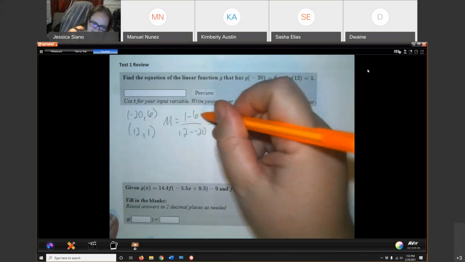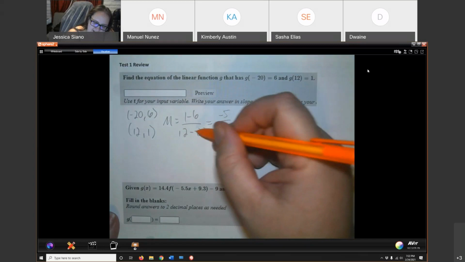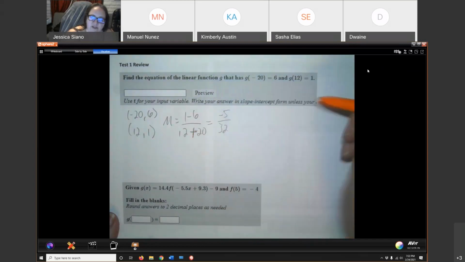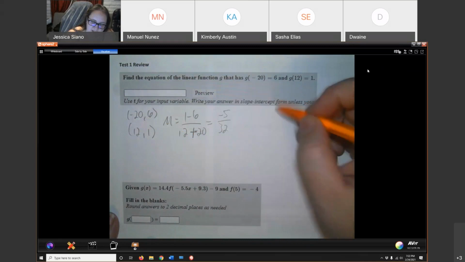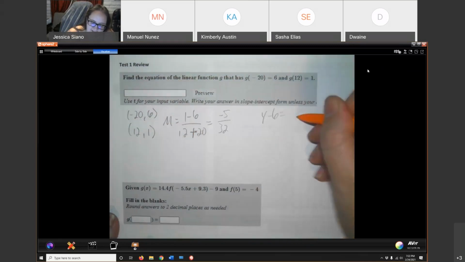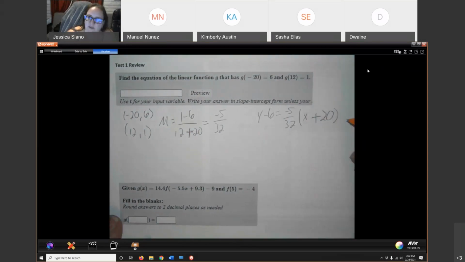So 1 minus 6 is -5. 12 minus a -20 will become 12 plus 20, which is 32. Then you take the slope and either point and plug into point slope. So that would be y minus 6 equals -5 over 32 times x minus a -20. But x minus a -20 will become x plus 20.